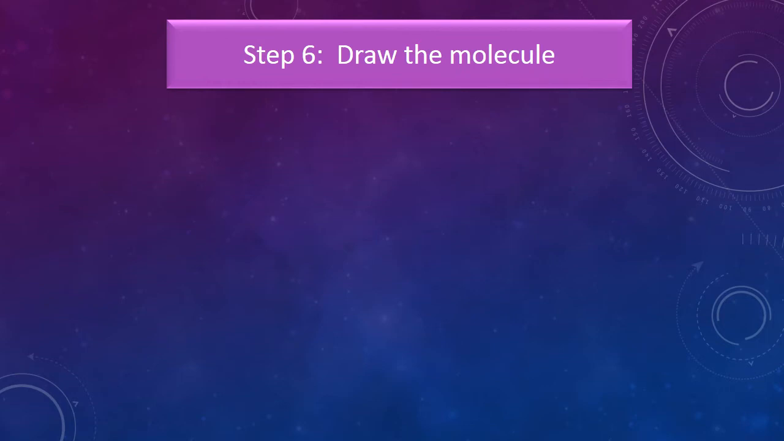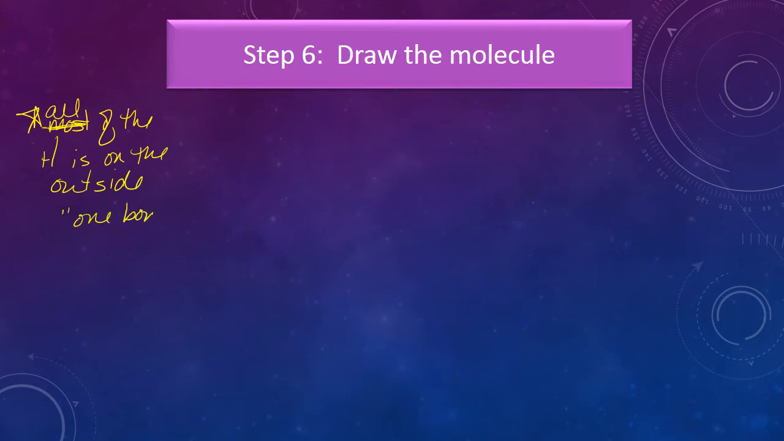This last step is probably the most difficult step in drawing Lewis structures, and sometimes it's just trial and error. I can give you a couple of tips. Tip number 1: most of the time, or even pretty much all of the time, we'll even change that to all of the time, hydrogen is on the outside of the molecule. Because hydrogen only wants 2 electrons, so hydrogen's only going to have 1 bond. That's why it's on the outside of the molecule.